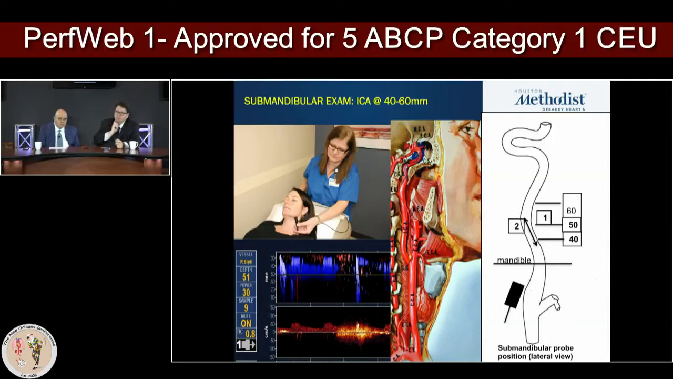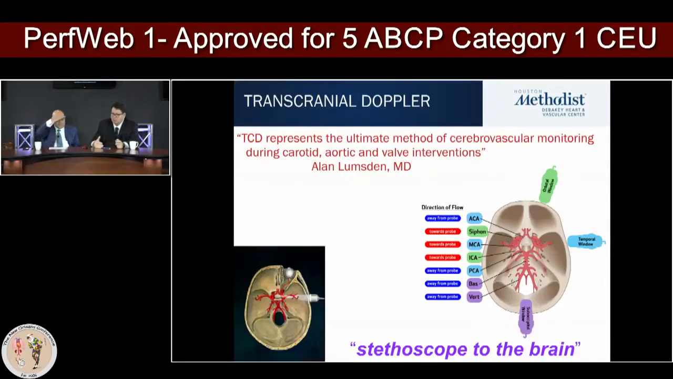This is just one more image for the submandibular ICA. If you don't have temporal bone windows, we can definitely utilize the submandibular ICA. We also use the submandibular ICA for subarachnoid hemorrhage patients, because that's how we can compare the intracranial and extracranial flow patterns.